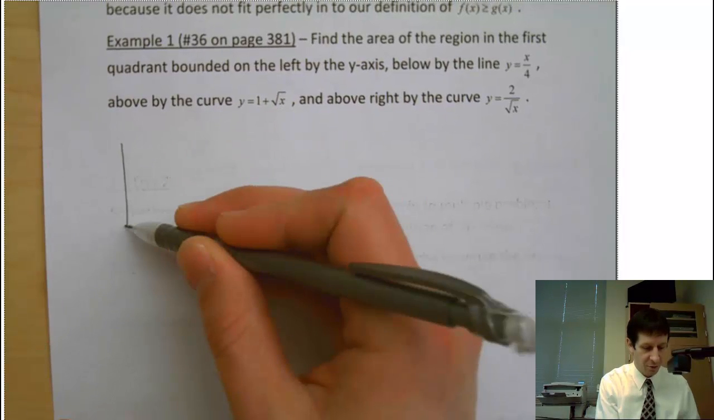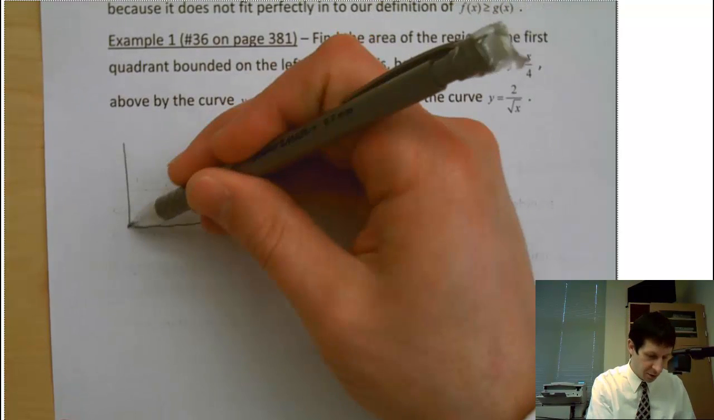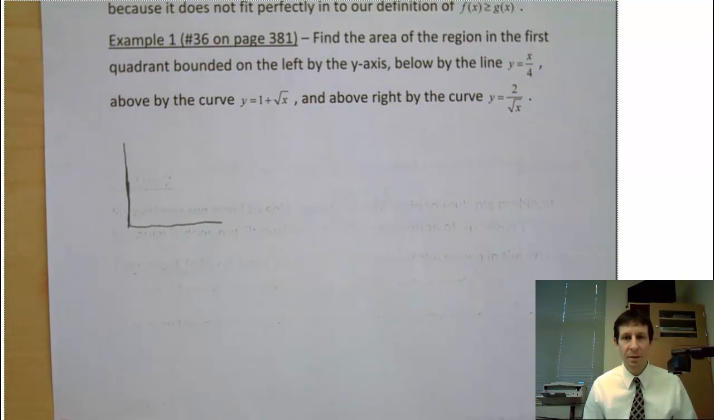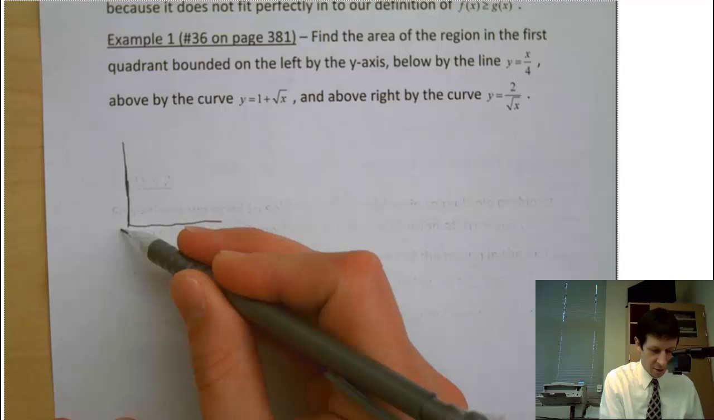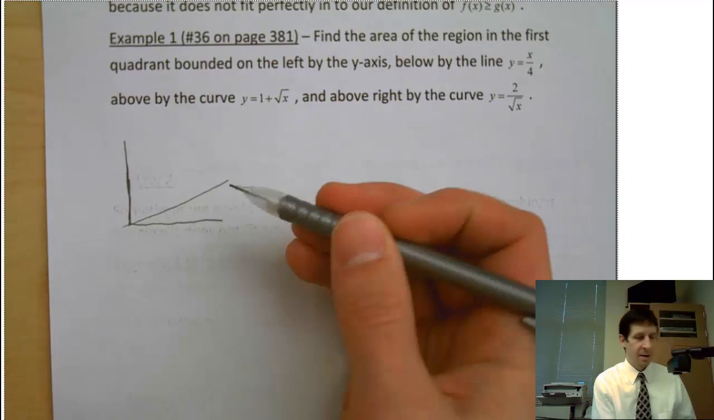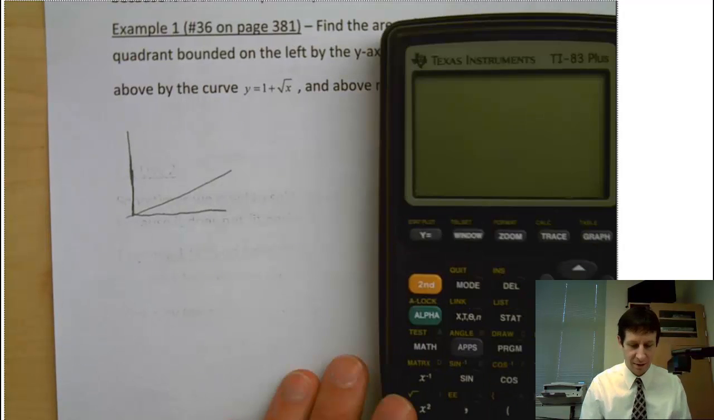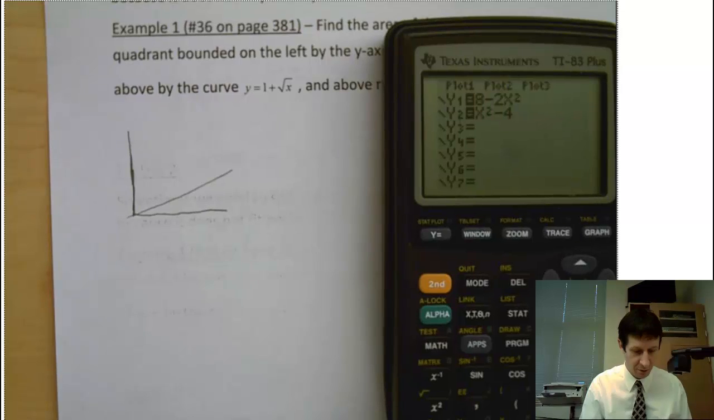Well, I saw the word first quadrant, so I'm only going to build the first quadrant here. Let's see, bounded on the left by the y-axis, so it looks like we're going to be dealing with this right here. Below by the line y equals x over 4. That's just a line with a slope of 1/4. That's this. And I'm thinking it's starting to get complicated enough that maybe to get a good sense we'll graph this in our calculator to see where we're at.